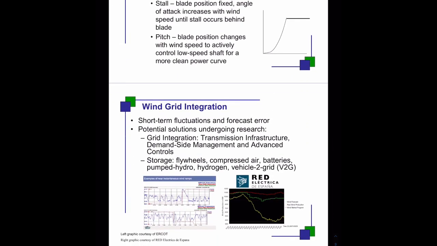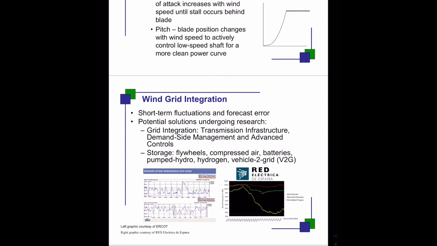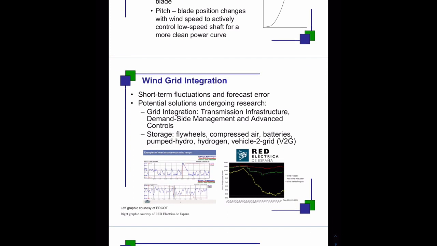Wind grid integration: short-term fluctuations and forecast error, potential solutions undergoing research. The wind grid integration is to collect electricity from turbines and put them in the grid. يعني نجمع electricity من wind turbine and we put them في الشبكة الكهربائية حق المدينة يعني حق المكان.